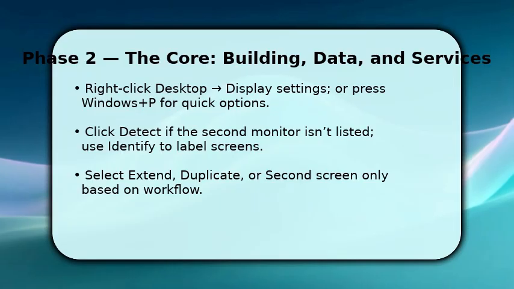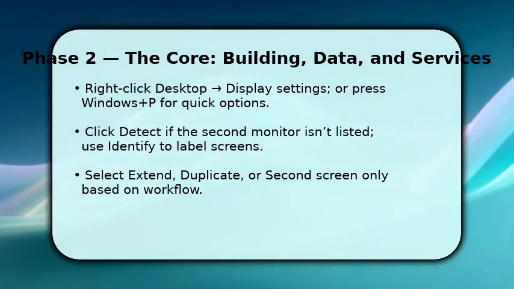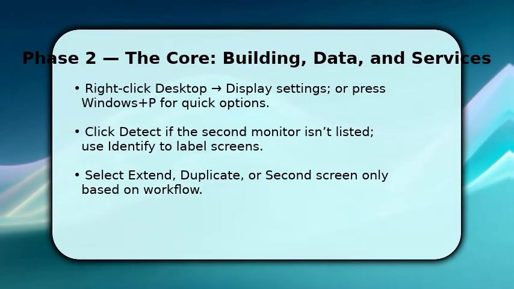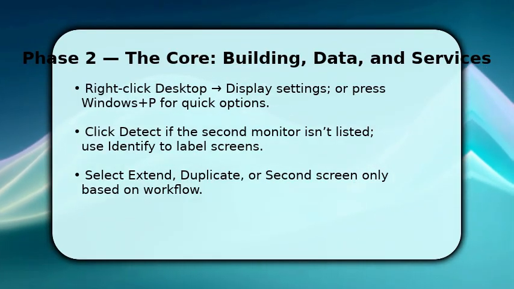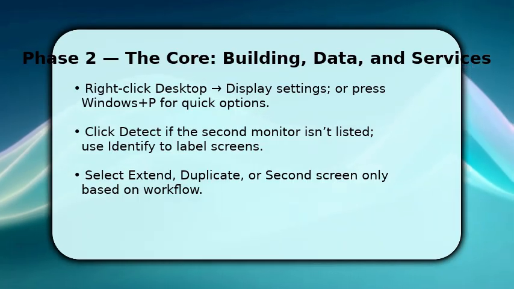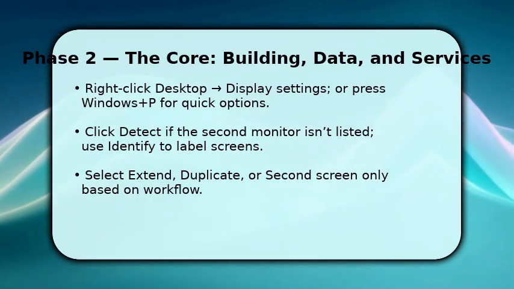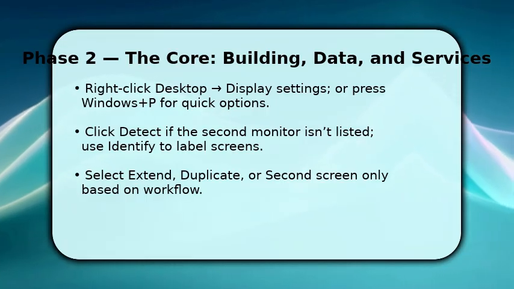You open Display Settings to arrange and configure displays. Right-click the desktop and choose Display Settings, or press Windows+P for quick modes. Once in Settings, click Detect if a monitor is missing and Identify to show numbers on each screen so you can drag them to match physical placement.